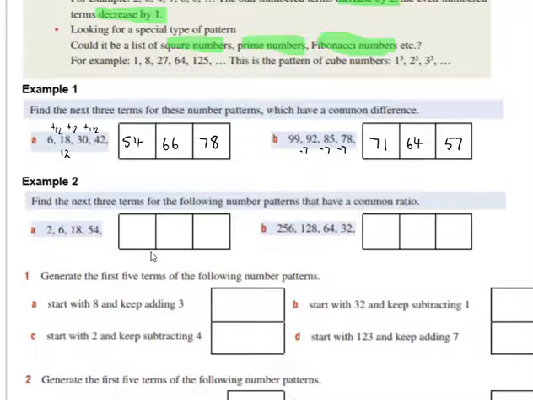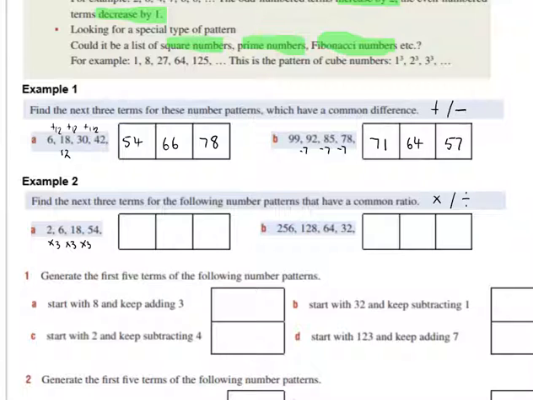Example 2: find the next three terms for the following number patterns that have a common ratio. Remember, a common ratio is where we're timesing or dividing. Common difference is plusing or minusing. So how do we get from 2 to 6? We can times that by 3. How do we get from 6 to 18? We can times that by 3. How do we get from 18 to 54? We can times that by 3 as well. So we're going to times by 3, and that is going to generate some big numbers.